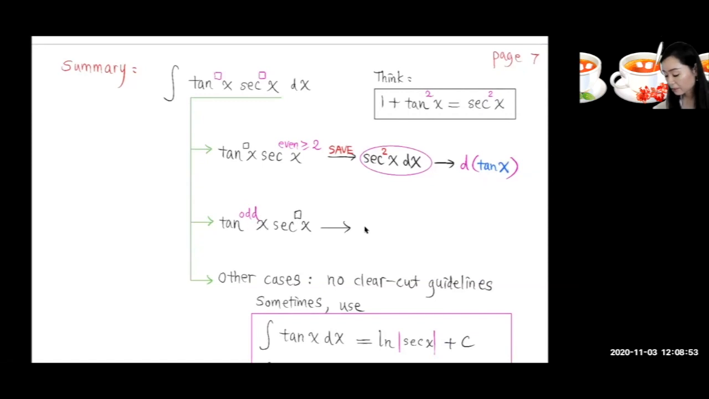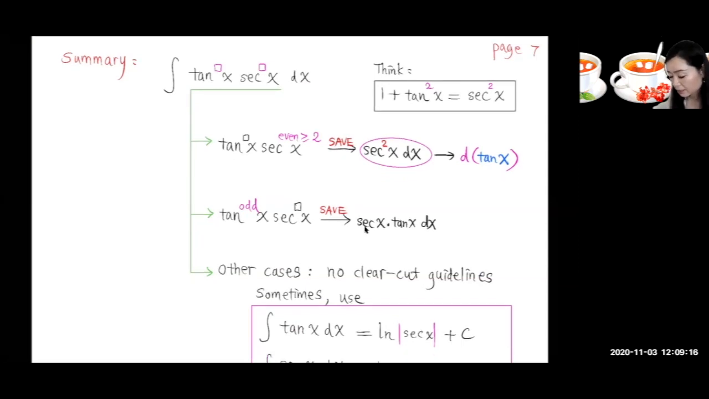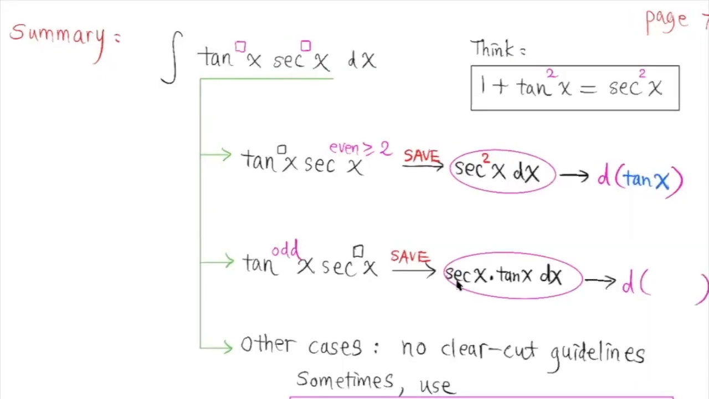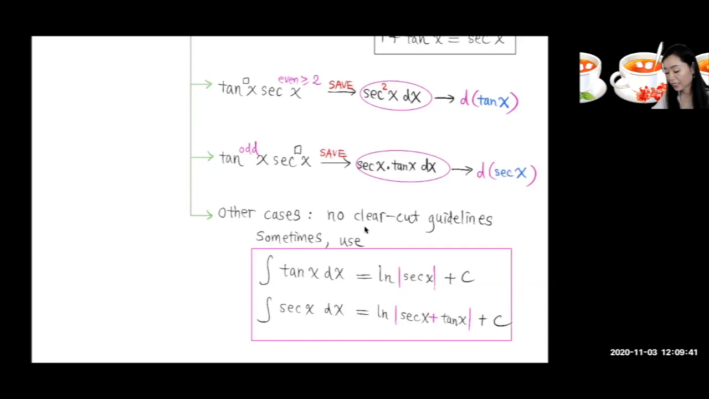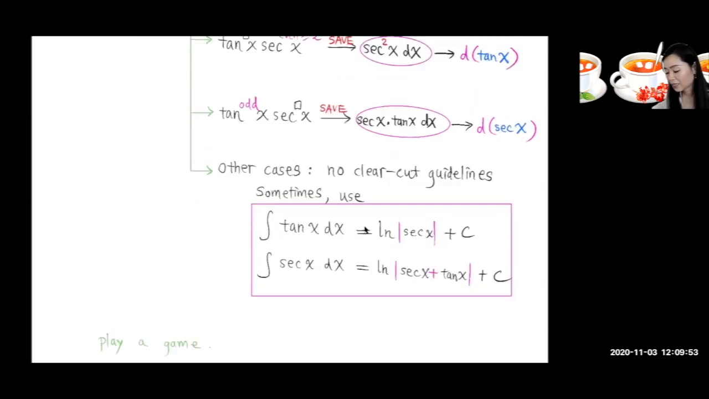What about the other case, when the exponent for tangent is odd? Remember, we try to make it even. So we save one tangent x together with dx, but that's not enough. You need to have a friend, so we save a secant x together with that. By doing this, it's going to become d of secant x. And that's it. Now you might ask, what about other cases? For other cases, there are no clear-cut guidelines, and sometimes we use either this or this formula to deal with it. So you won't be asked to do those.